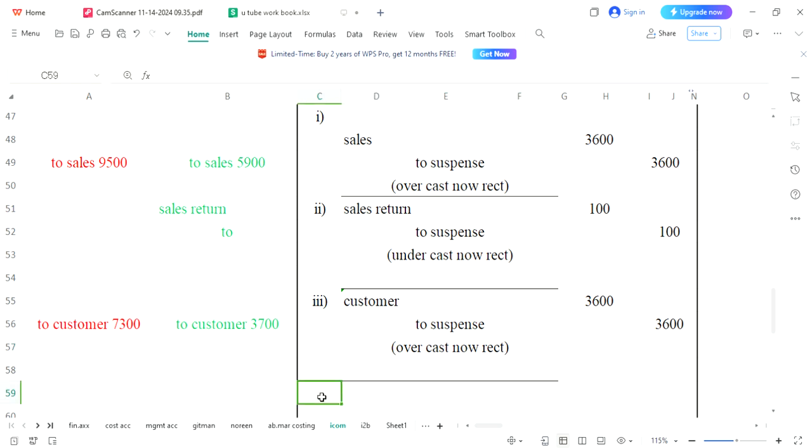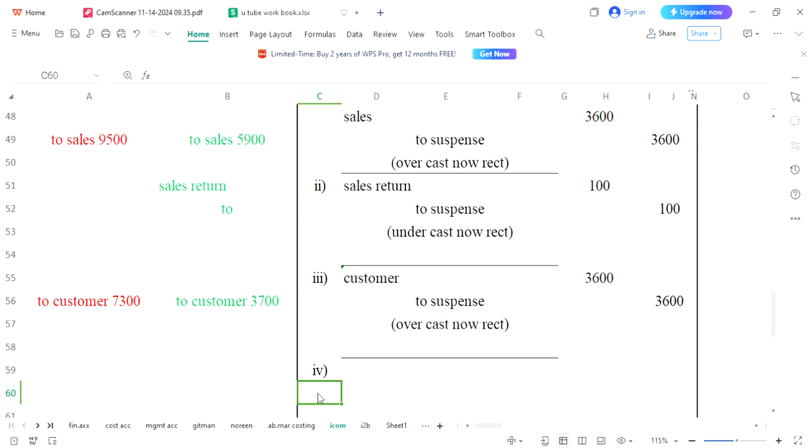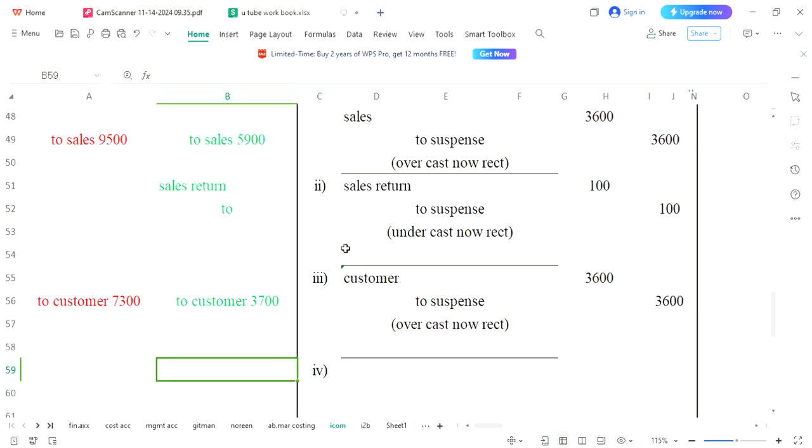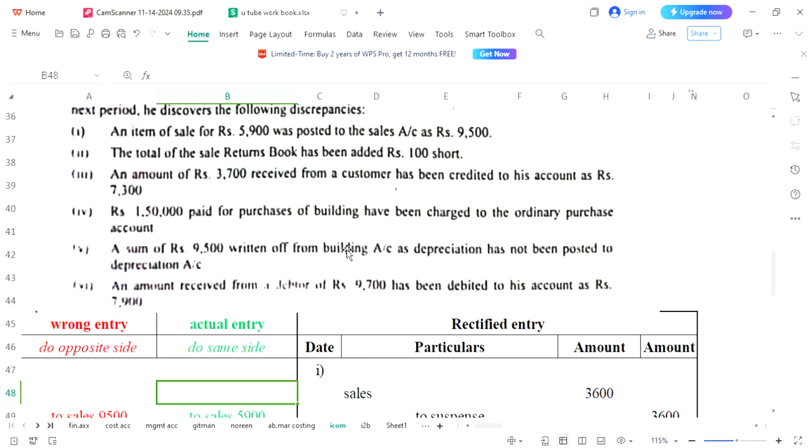Now we will see our fourth entry, which says 150,000 paid for purchase of building. So actually what we have done is purchased a building. Building is an asset. An asset should be debited. So building, to, was the first entry.